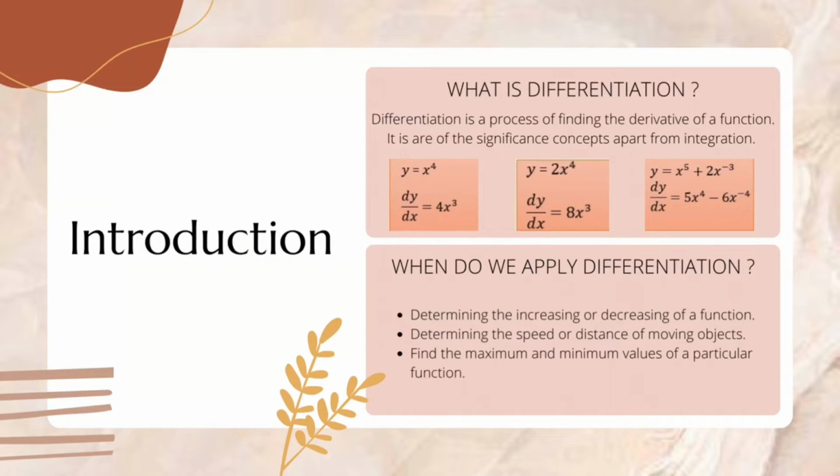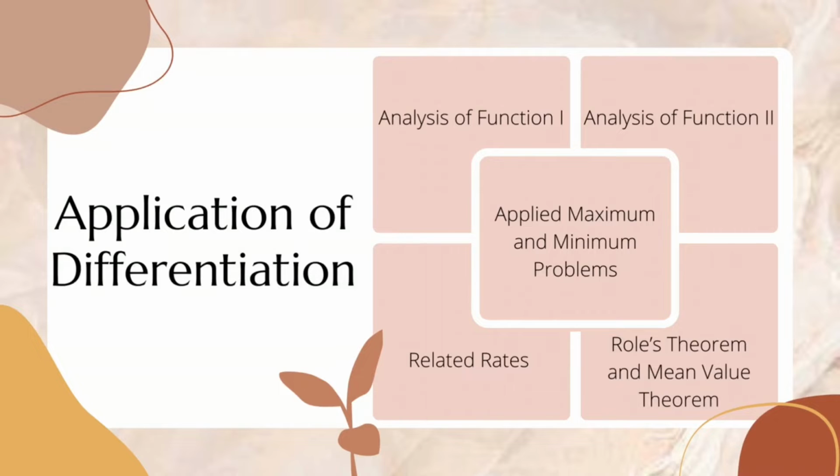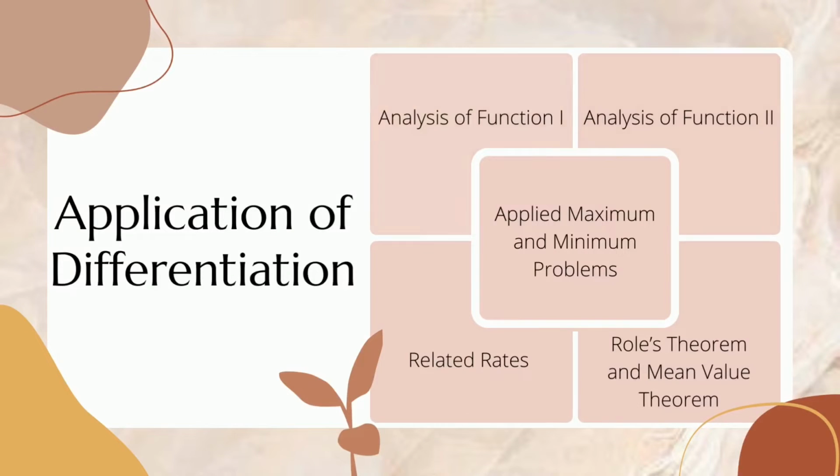Next, when do we apply differentiation? Differentiation is applied when determining the increasing or decreasing of a function. It is also used in determining the speed or distance of a moving object. Other than that, based on our topic, the derivative is used to find the maximum and minimum value of a particular function. There are 5 applications that we can use in differentiation. The first is related rates, analysis of function 1, analysis of function 2, applied maximum and minimum problems, and lastly, Rolle's theorem and the mean value theorem. But in this presentation, we would like to focus on one application, that is applied maximum and minimum problems.